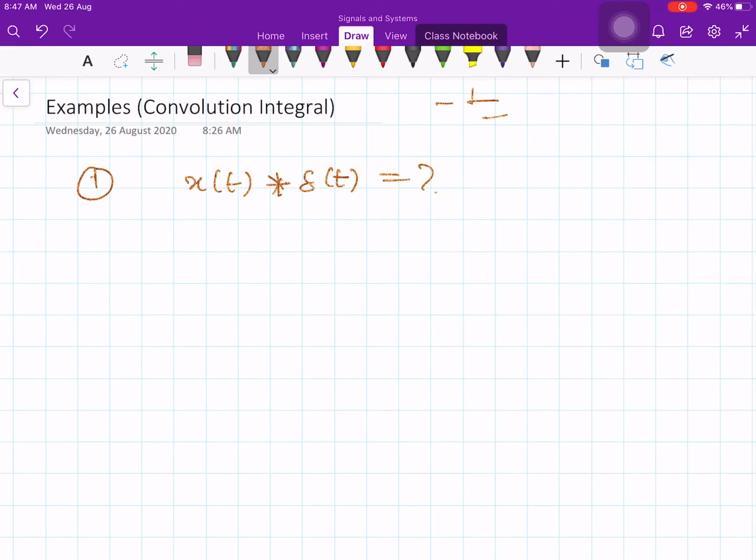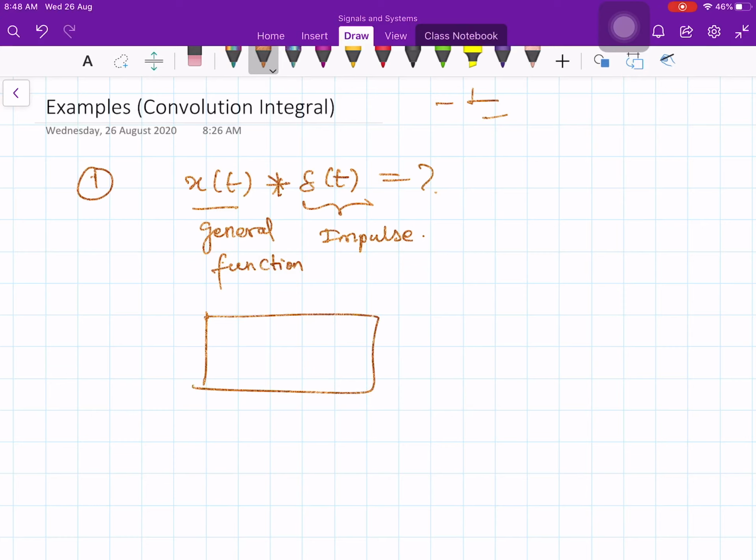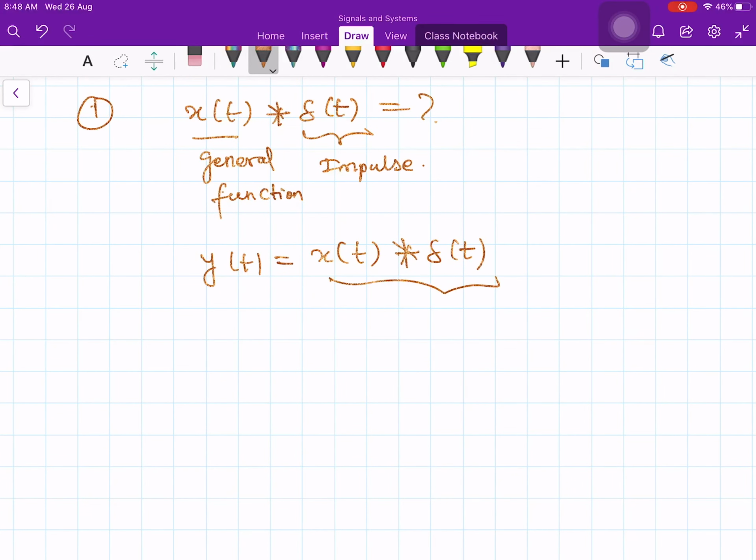So I am taking some general function, and this is an impulse function. So a general function is convolved with an impulse function. So you have two time functions, right? See, this is the input del of t. For the time being let us forget about this. So let us say y of t is equal to x of t convolved with del of t. Now these two are time functions and the result is also a time function, right?